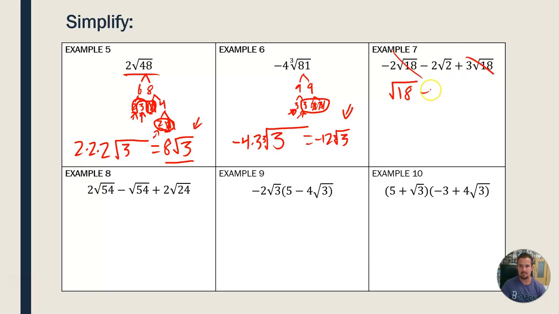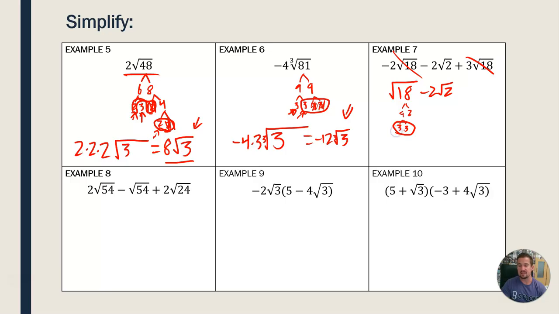So I have 1 square root of 18 minus 2 square root of 2. Now I might be thinking to myself, I can't simplify this anymore. But note that the square root of 18 on its own can be simplified a little bit more. 18 is 9 times 2. 9 is 3 times 3.